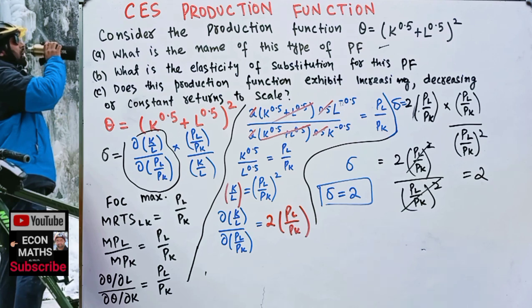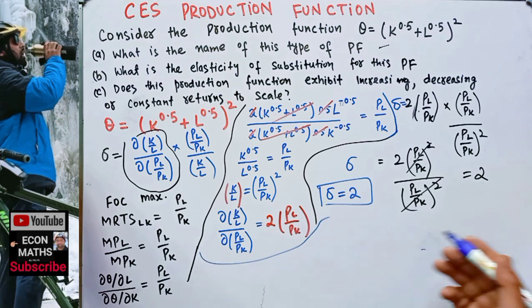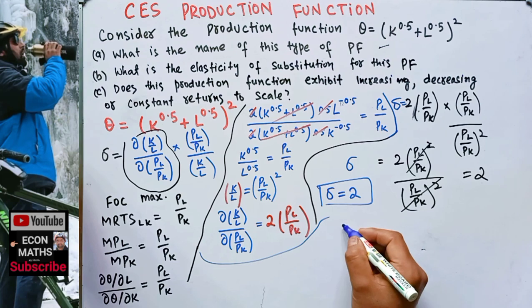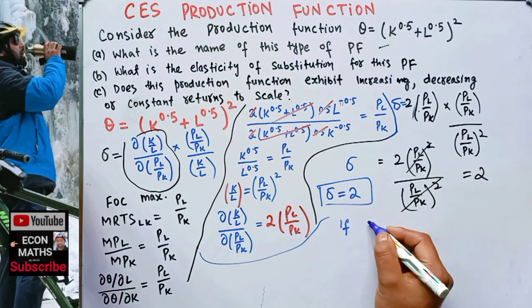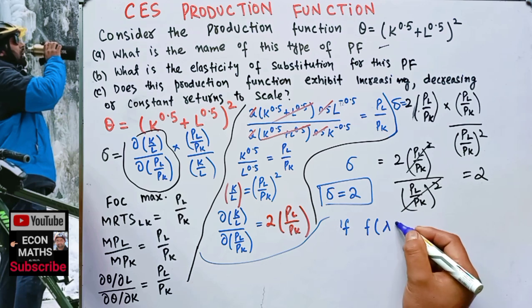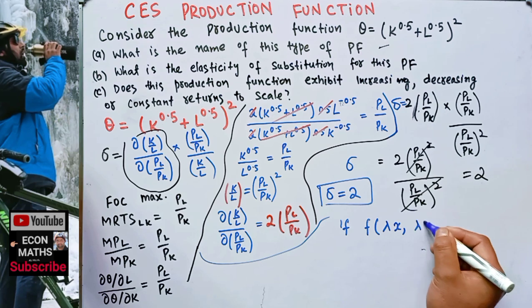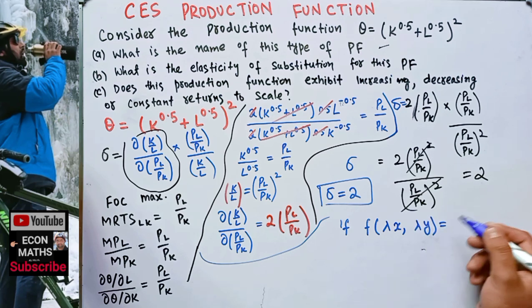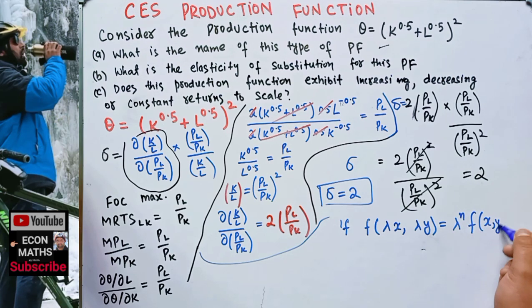To see whether it exhibits some kind of scale, first we need to find out whether it is homogeneous, and of what degree of homogeneity it is. Let me write it here: a function is said to be homogeneous of degree n if, when the inputs are multiplied by lambda, that is lambda x, lambda y, we get lambda raised to the power n times f of x y.